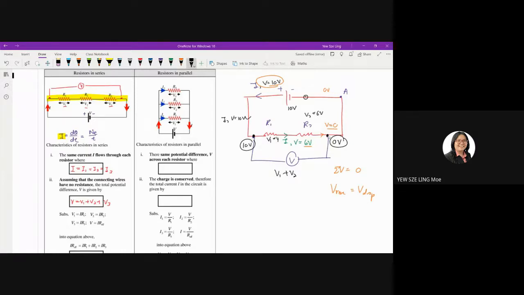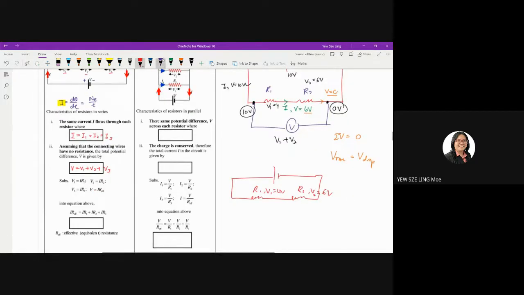If you move the voltmeter, if you change the terminal of the voltmeter, for example, now if you change it to this position, you still have your battery right here, and this is still the same two resistors, R1, R2, and your V1 equals 4 volt, your V2 equals 6 volt. Now, if you change the positions of the voltmeter, then the voltmeter right now will just read the potential difference across these 2 points.